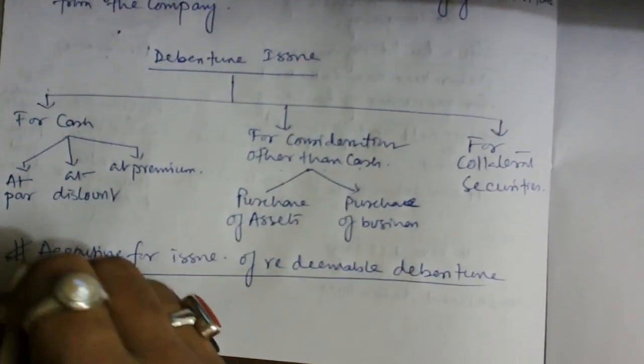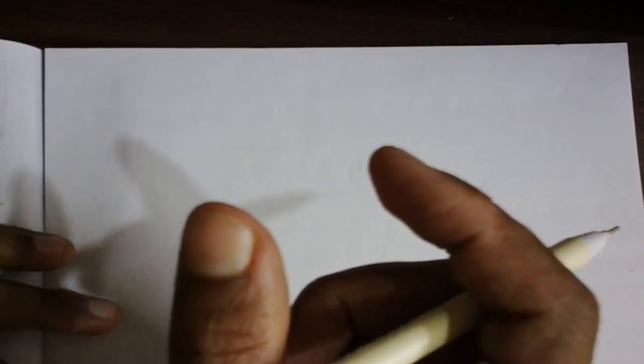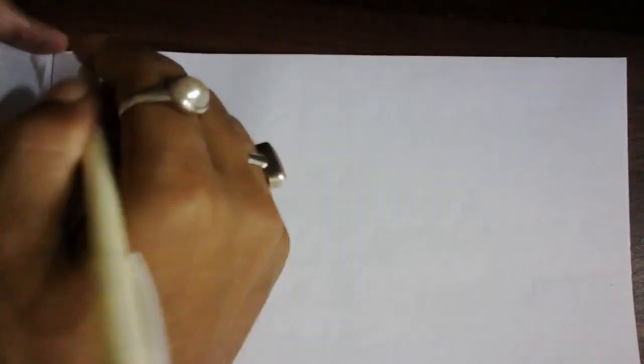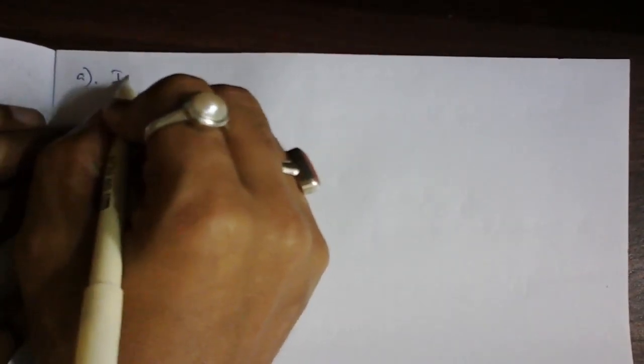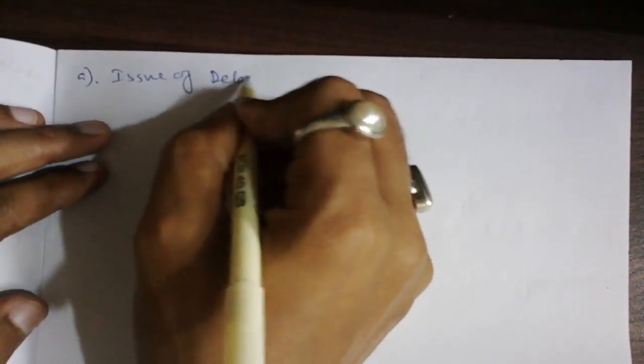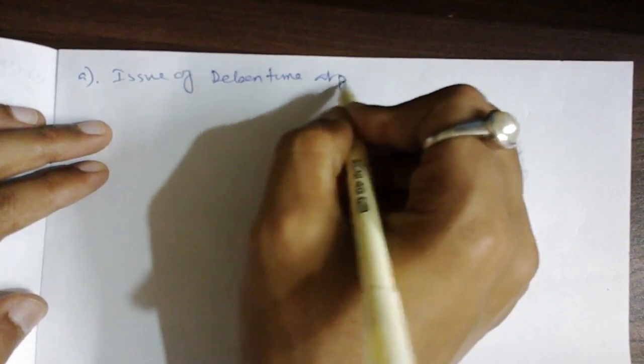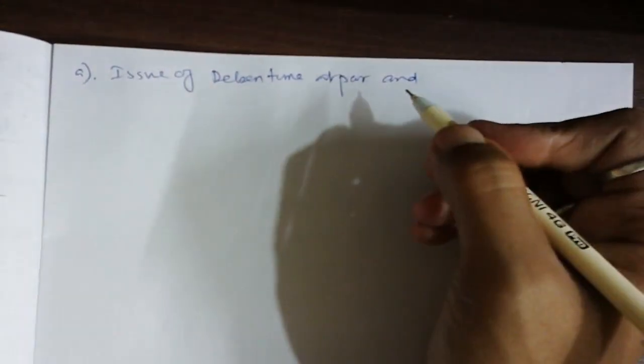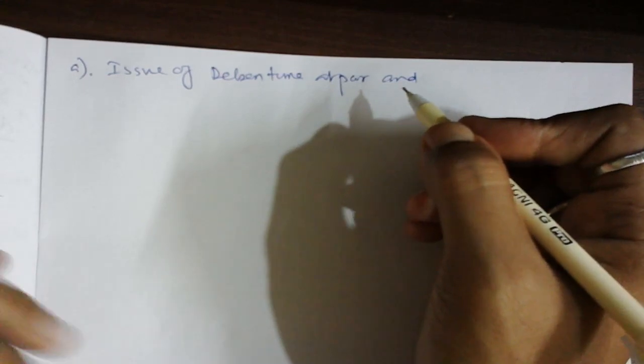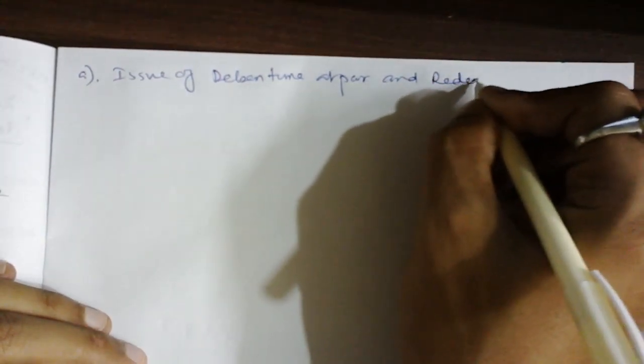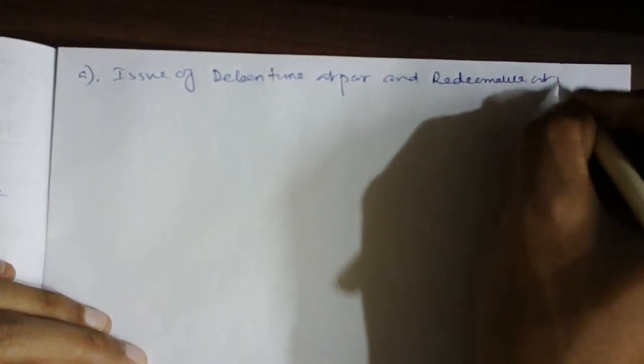Number one point is that debentures are issued at par. See, at the time of issue of debenture, we are also going to discuss the redemption part. Clear? So here we can write A: issue of debenture at par and redemption at par, or you can say redeemable at par.